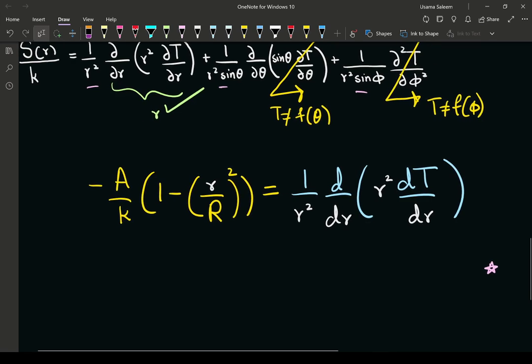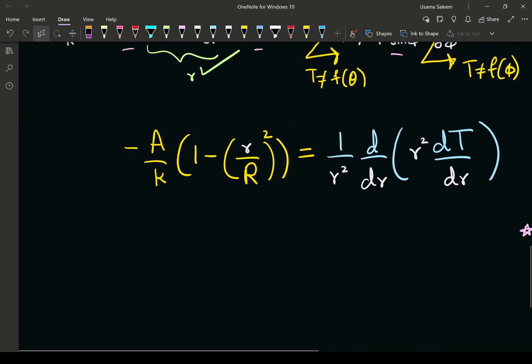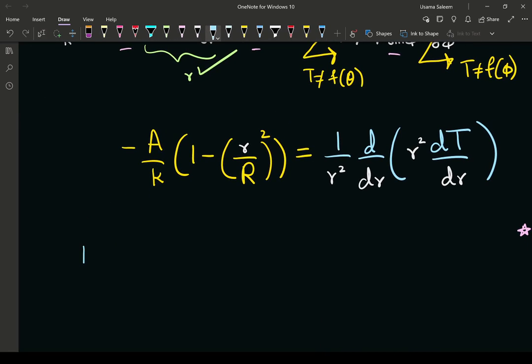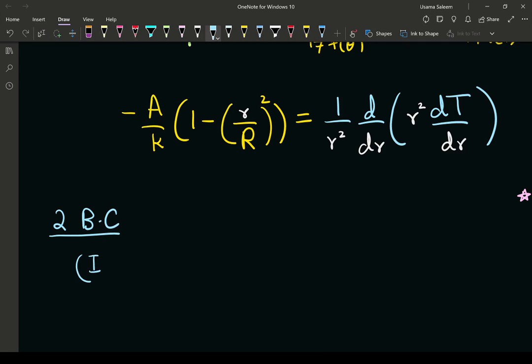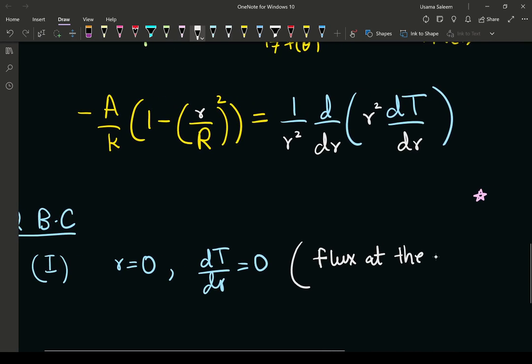The next part is going to be integration. Now it's just an ordinary differential equation problem. Just to give you a foresight, we're going to have two constants of integration, so we're going to need two boundary conditions. My first boundary condition is at r equals 0, dT/dr is going to be equal to 0. Why is that? Because flux at the center in cylindrical and spherical coordinates is going to be 0. It's going to cancel out.